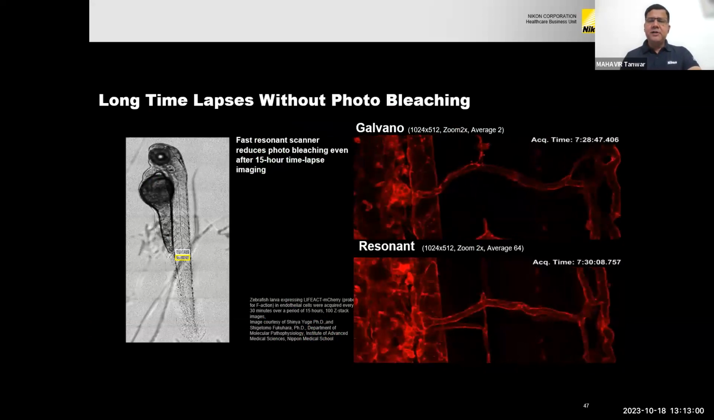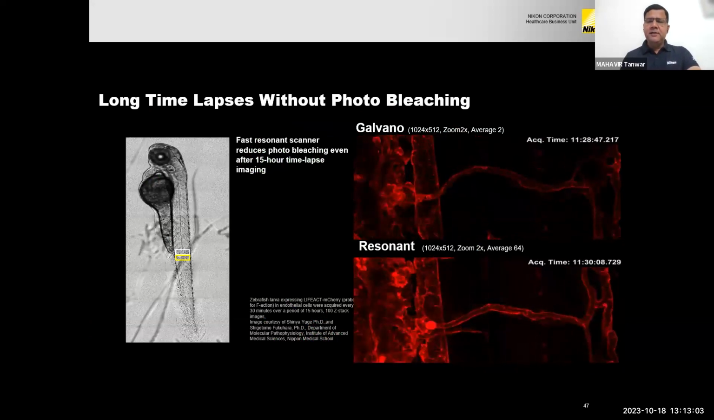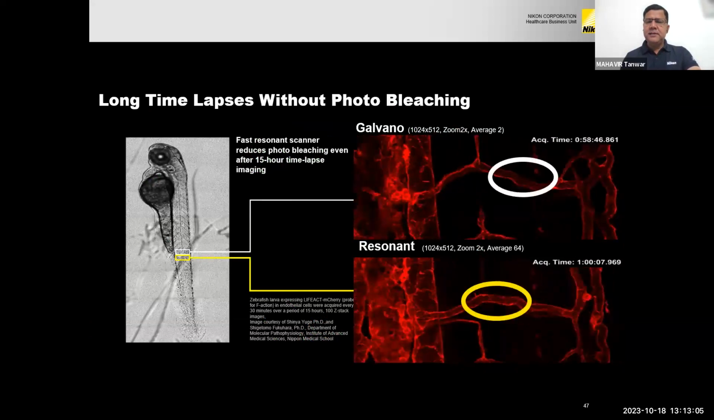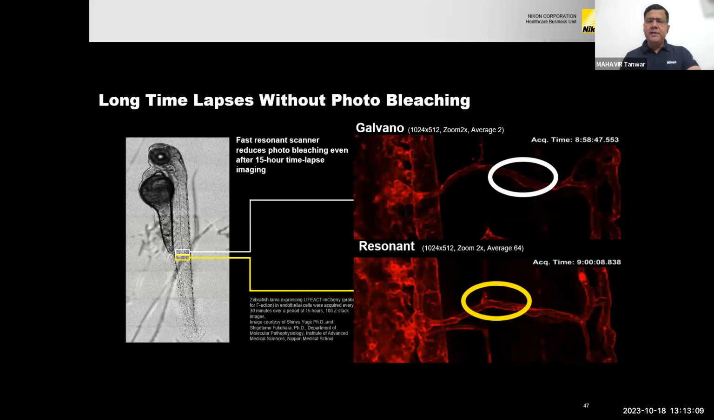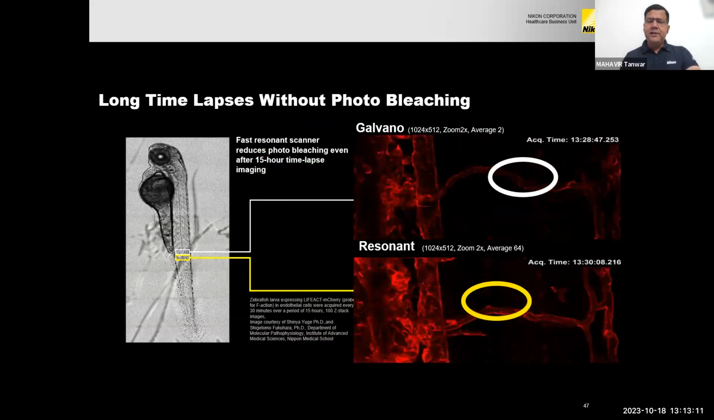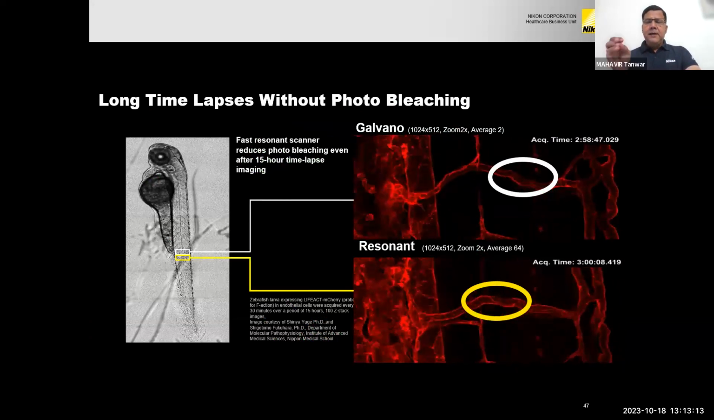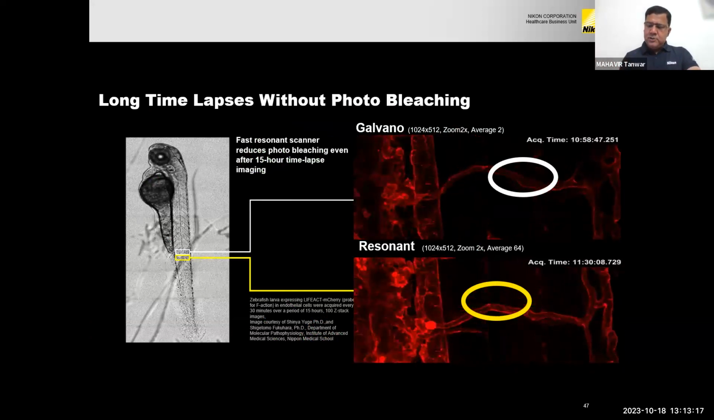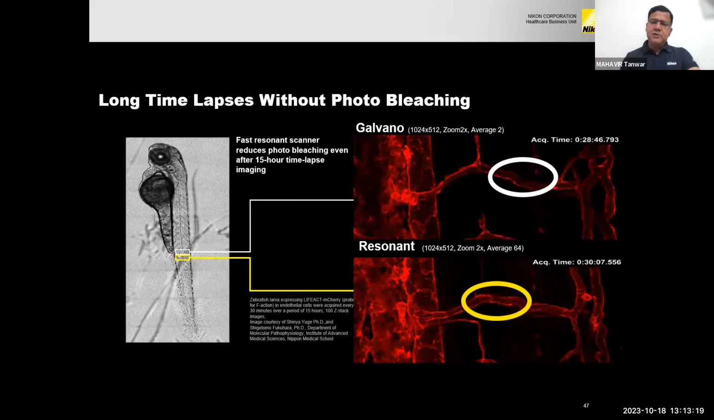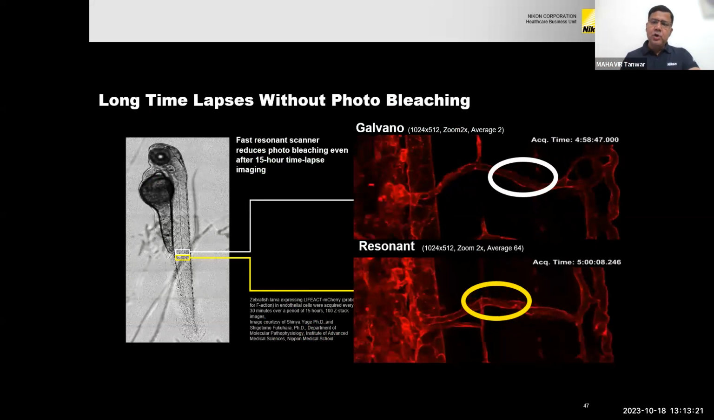If we talk about resonant and galvo, if you see the circled white and yellow, the one below is the resonance scanner and the one above is the galvo scanner. In the galvo scanner, the scanning is slow. If the scanning is slow, the pixel dwell time will be higher.